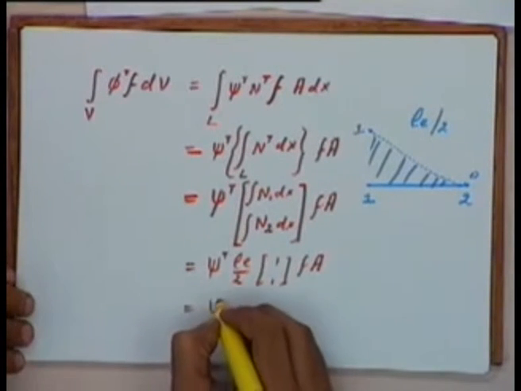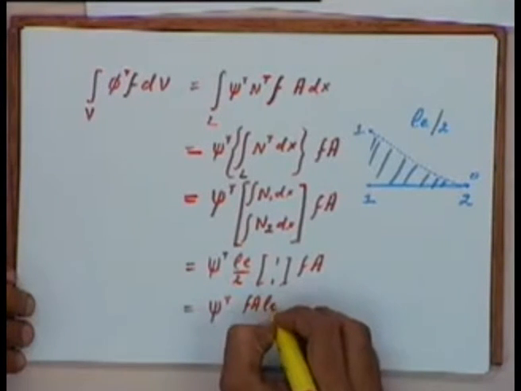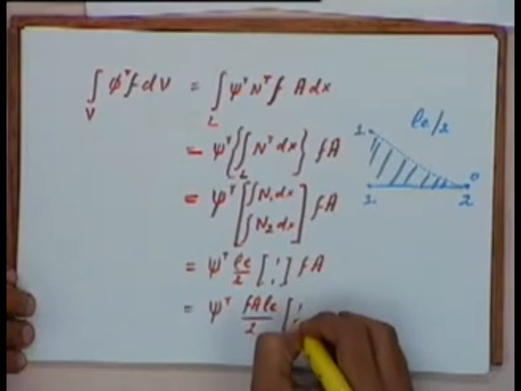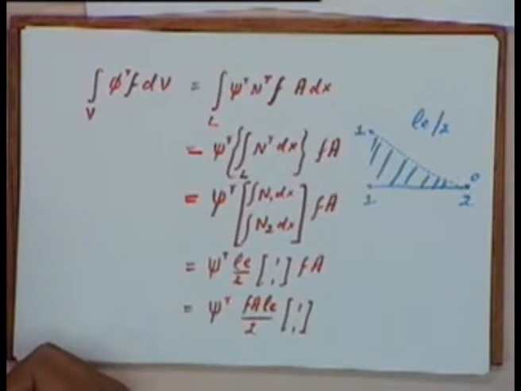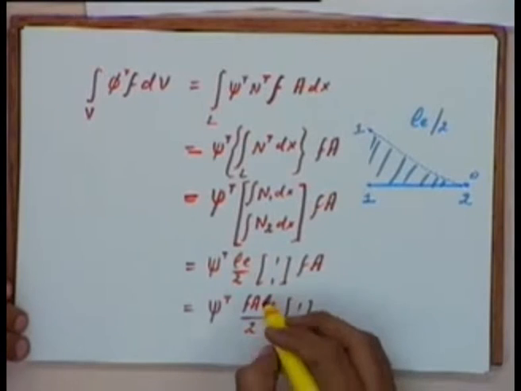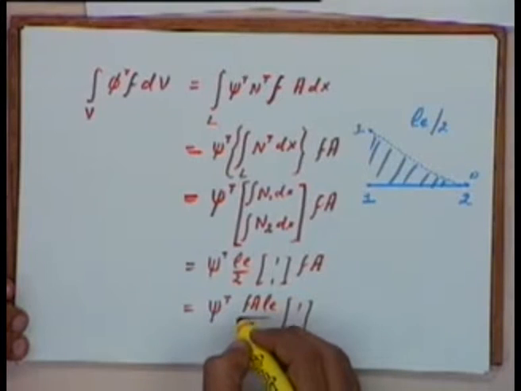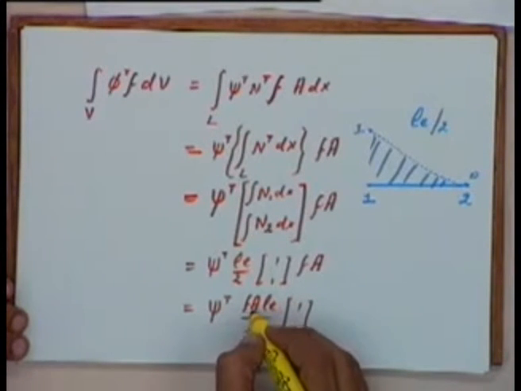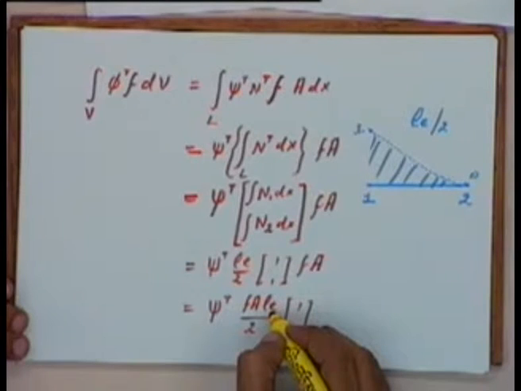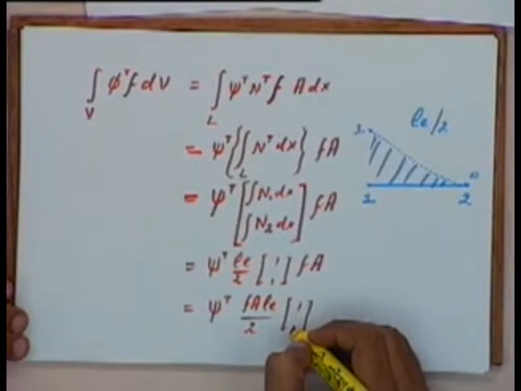Okay, so this is again equal to psi transpose into FA LE by 2 into 1 1. Again we get a result which is very similar to what we had last time, that is when you are using the Rayleigh-Ritz method. FA into LE is the total body force acting on the element. F is the body force per unit volume and A into LE is the volume of the element. So this is the total body force acting on the element. So we are saying half of that is acting on the first node, the other half of that is acting on the second node.